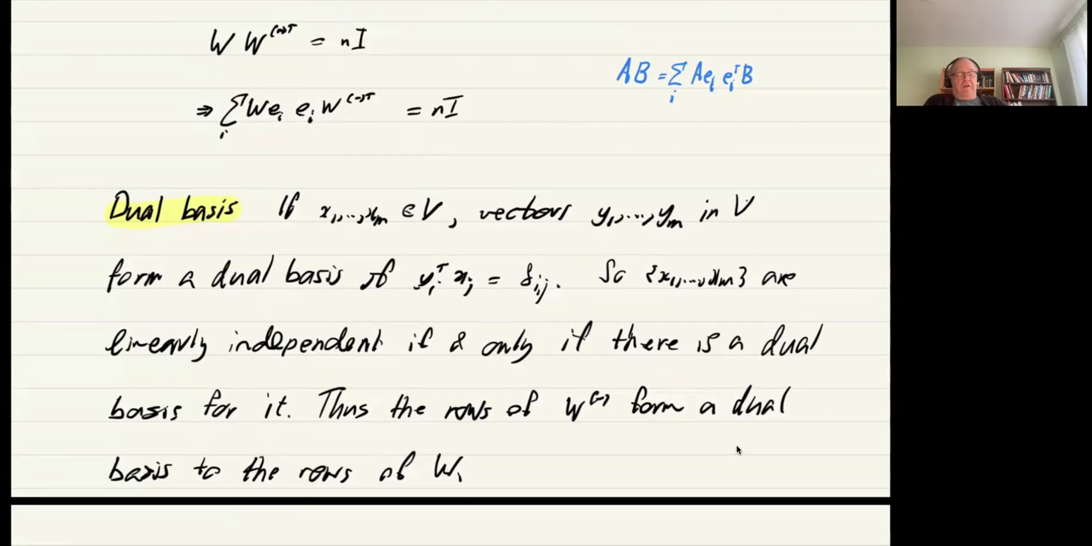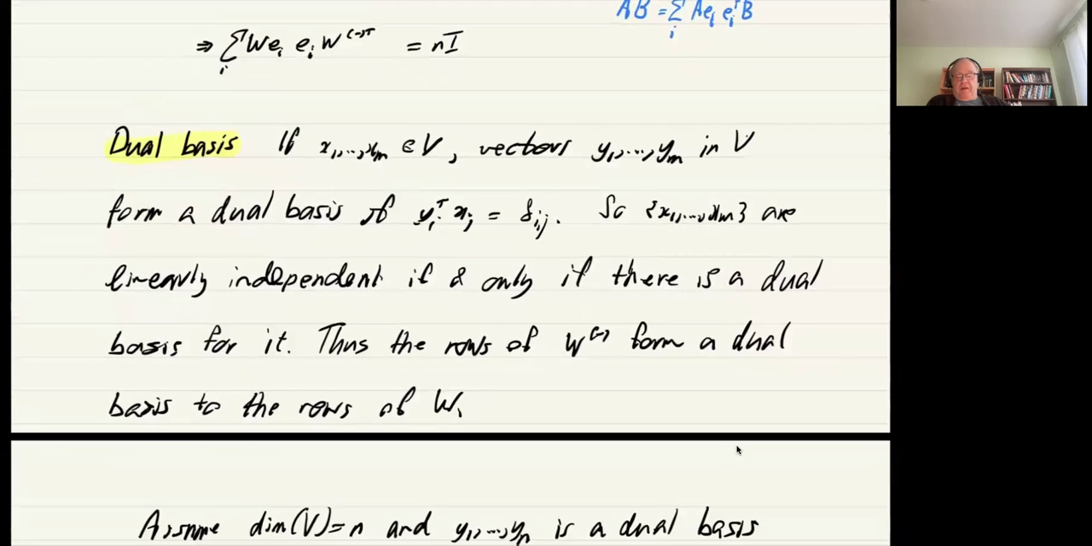delta ij. Now you can take V to be an inner product space, but basically our inner product space is going to be real, so I'm not going to fuss about that. So the nice thing about a dual basis is if there is a dual basis, that certifies that x1 through xm are linearly independent. Okay, in fact, that's if and only if.